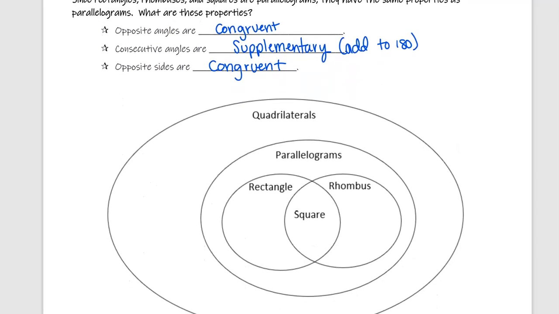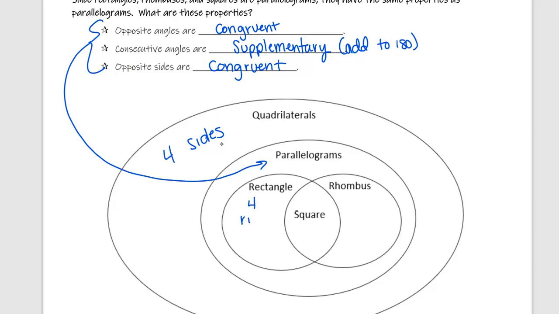So we have our quadrilaterals, which just means that it's a four-sided figure. We have, again, all of these properties for a parallelogram. And then we have a rectangle, which has four right angles. And then we have a rhombus, which has four congruent sides. And again, both of these is what makes a square.